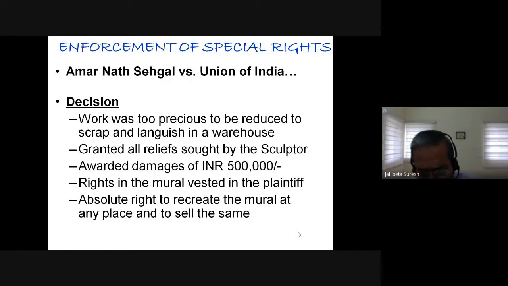That's about special rights. The thing which we can carry from this case is that the moral rights of an author continue to exist even after the termination of the copyright. In this case, Amarnath Sehgal sold his copyright to the Government of India, but nevertheless, he was able to retrieve his copyright as well as his reputation because the work created by him was reduced to scrap. That means his reputation and goodwill were spoiled by doing this, and his work was brought to disrepute.